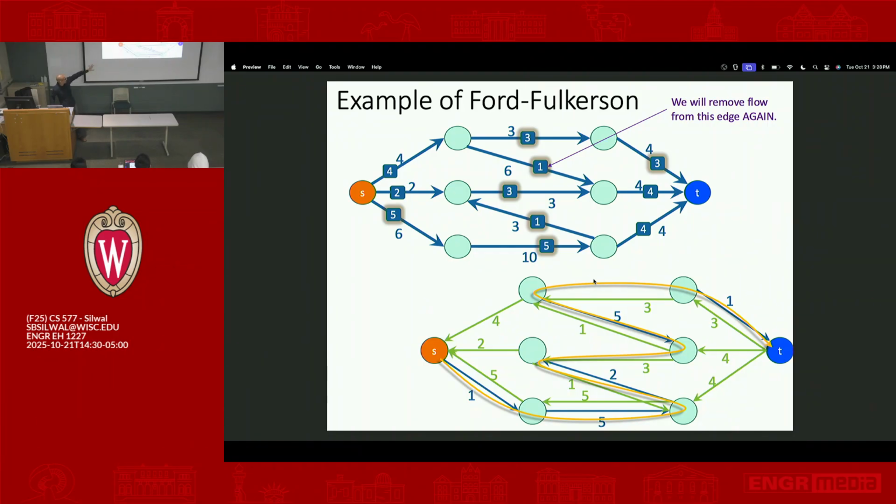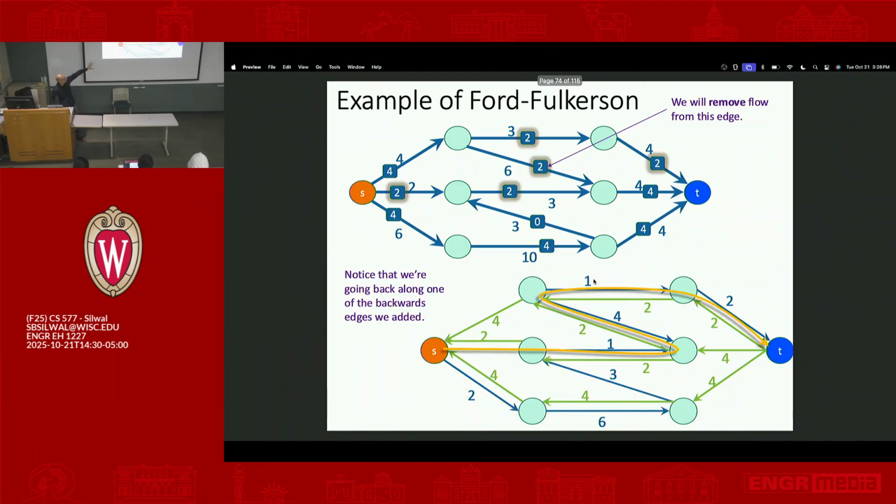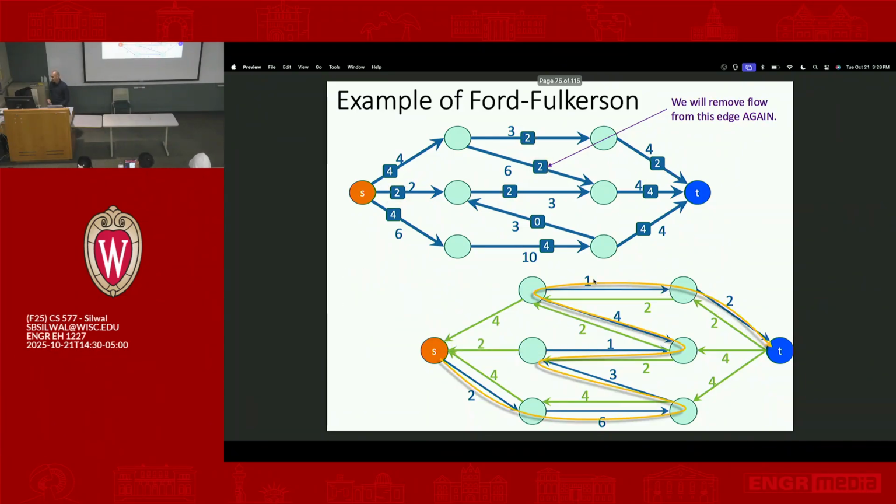You can see, in these intermediate steps, I'm going back on the green edges, so I'm removing flow at some point. When I go back, I'm canceling the flow that was already going this way. But if that didn't make sense, you can just think: I find a path from S to T, and then I do some operation.